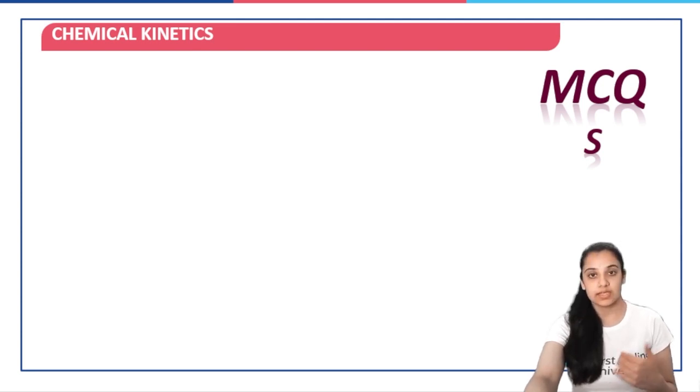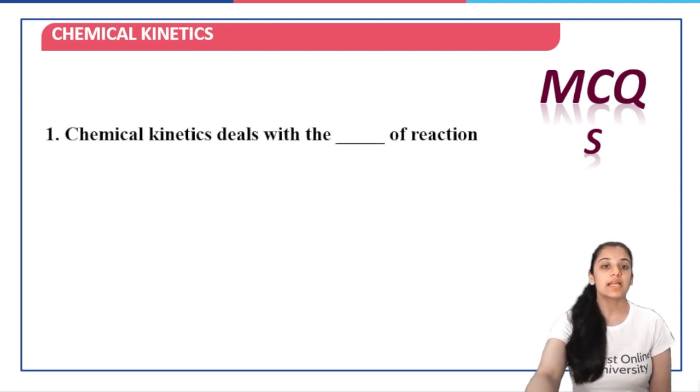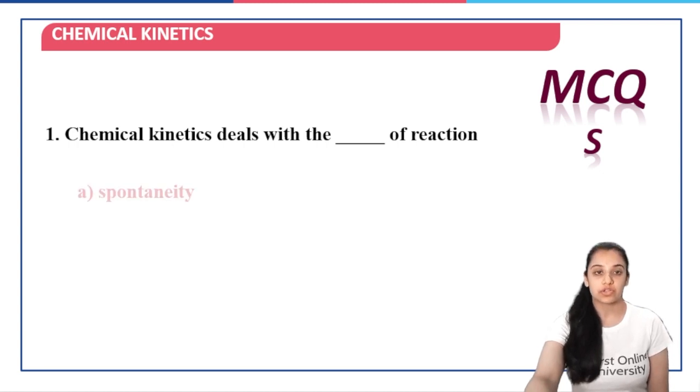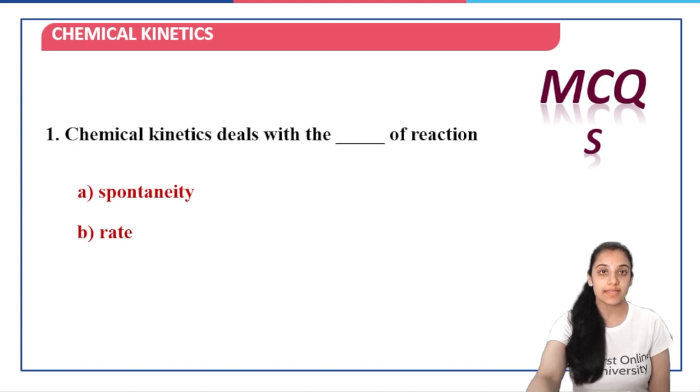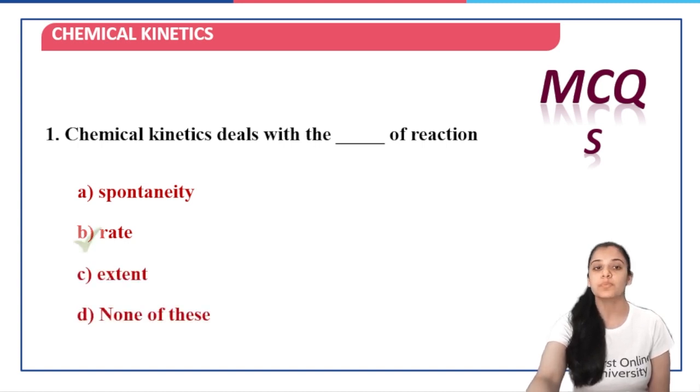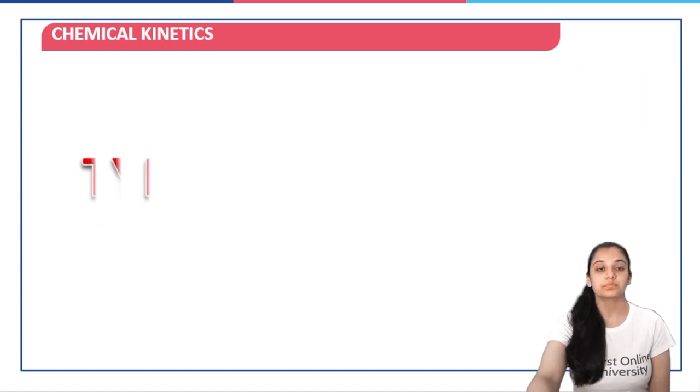Let us see an MCQ. Chemical kinetics deals with the dash of reaction. Spontaneity? No, that is thermodynamics. Rate? Yes. Extent? That's chemical equilibrium. None of these. So option B is the right answer.